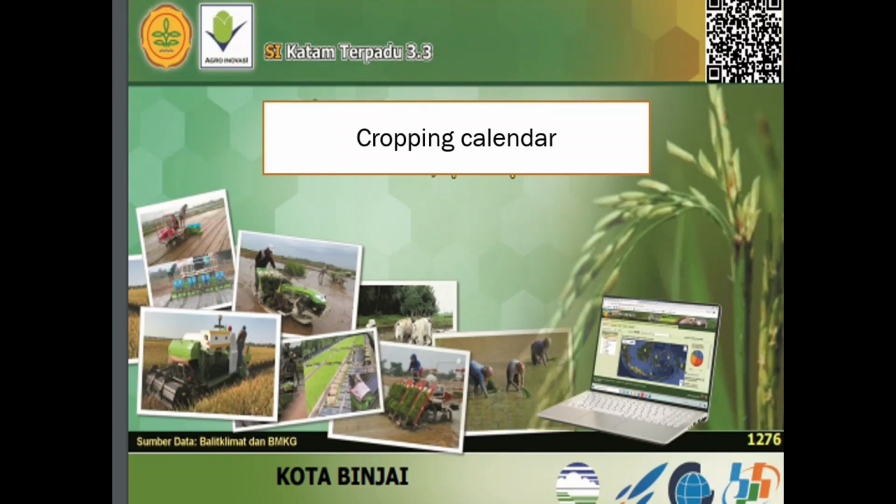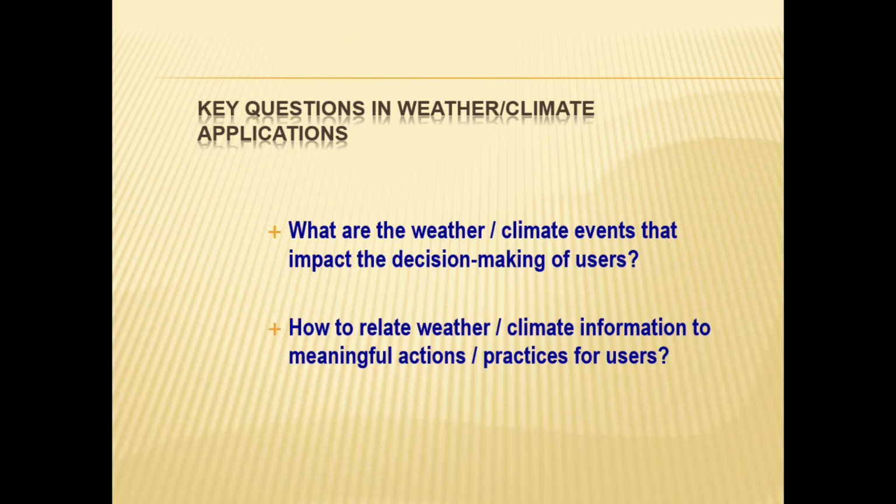Today, we are going to discuss the previous lesson about cropping calendar. The following image is the Integrated Cropping Calendar Information System version 3.3 published by the Ministry of Agriculture. The key questions here are how to use weather or climate data, what data is used for, and who will use it. The climate data should always be connected with users so that it can really work out for adaptation and mitigation processes.